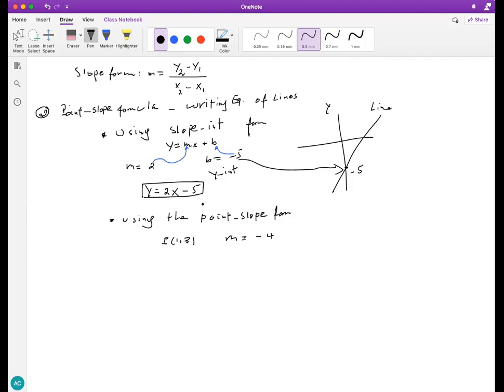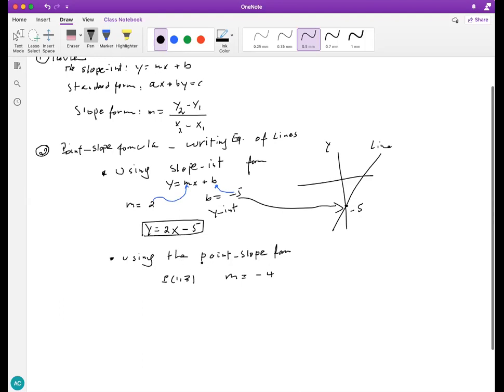What we're going to do is use the point-slope form, which basically comes from here. If we take this slope form and cross multiply it, we turn this fraction into what we call the point-slope formula. So let's see how that looks.